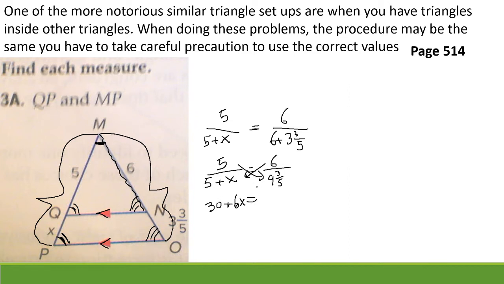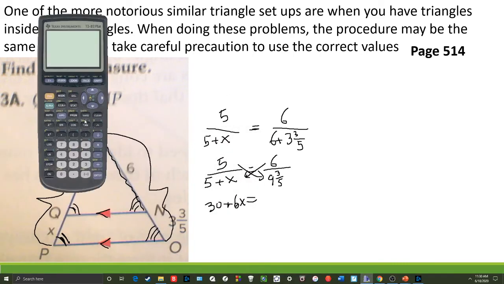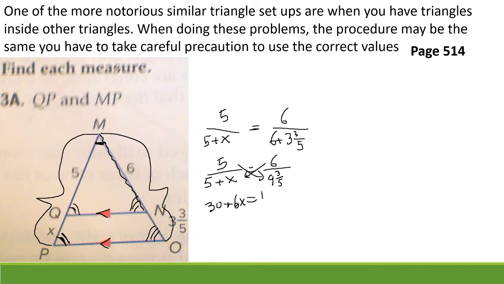And then you would take 5 times 9 3/5, which I can probably do in my head, but I don't want to right now. So we'll take 5 times 9 3/5. So 9 3/5 literally means 9 plus 3/5, so I'm going to type it in this way. And we get 48, right? And then we solve this like an algebra problem now. Subtract, subtract. We get 6x is equal to 18. And then divide by 6, and we get x is equal to 3.